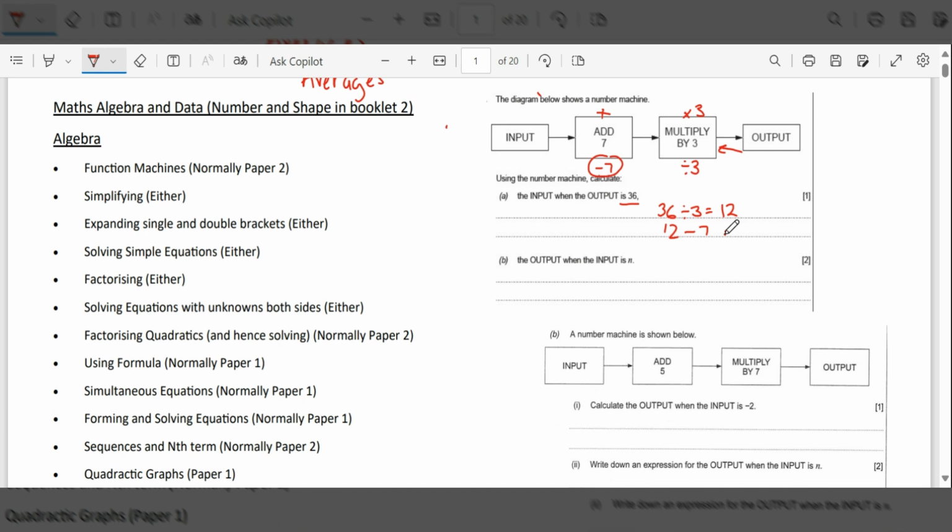So that's 5. If the input is n, the very first thing we do to the n is add 7. Just write it like that and put the first thing in brackets. The second thing is multiplied by 3. You can either write that like that, or you can write that like that.